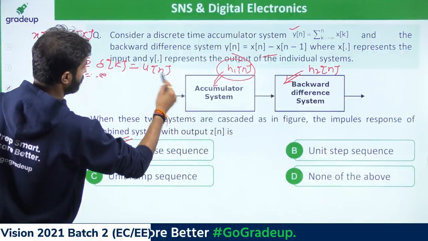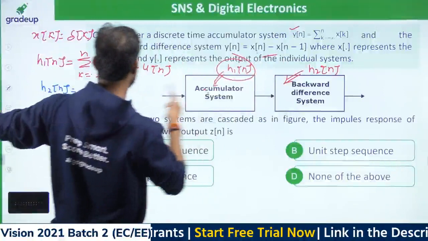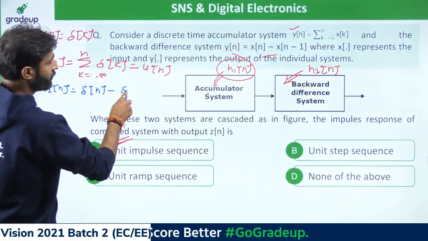Now, for the next question, that is the backward difference if you want. That is the h2 of n. h2 of n is nothing, it is just x of n. What is x of n I have suggested? That is delta of n, right? So I am writing delta of n minus delta of n minus 1, right?